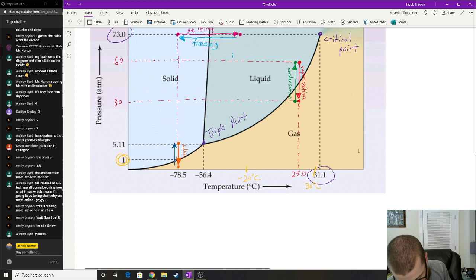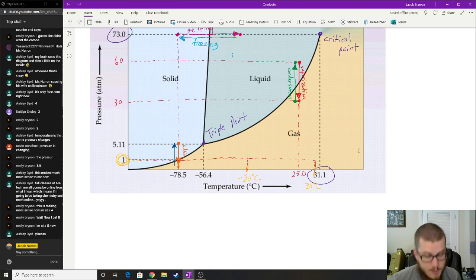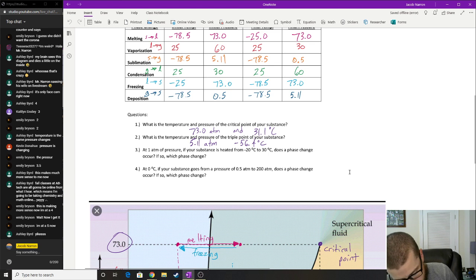I'm going to carry my 1 atmosphere dotted line over a little bit, and you can't see that at all, so let's switch colors. Carrying it all the way over here. That's what I'm deciding is negative 20. It's an approximation because I don't have any numbers. Right here, I'm going to decide that's 30. Once again, it's an approximation. I know it's really close to 31.1, so it's got to be right around in there. So from negative 20 to 30, I start as a gas and I end as a gas. Does a phase change occur? No. It's a gas the whole time.